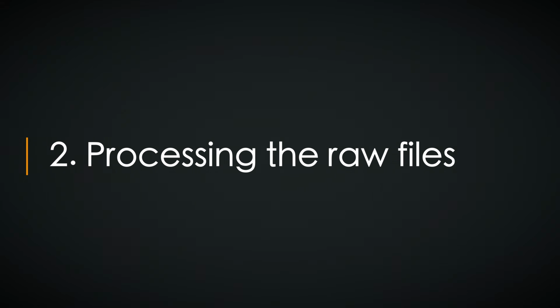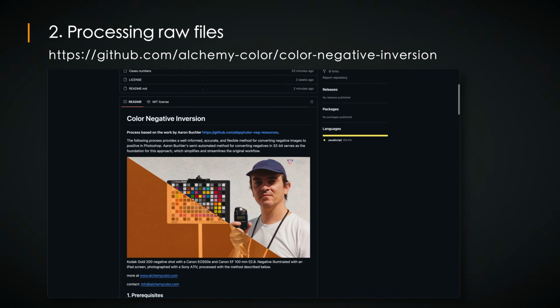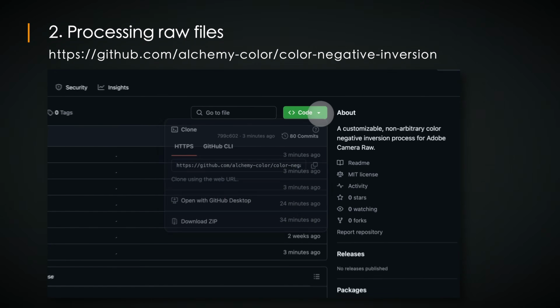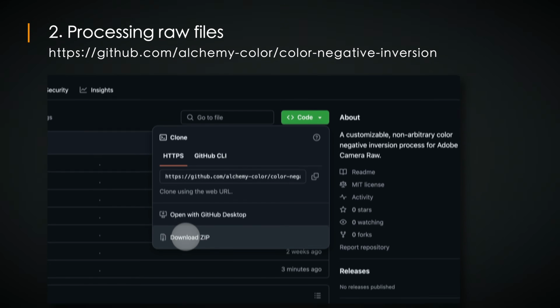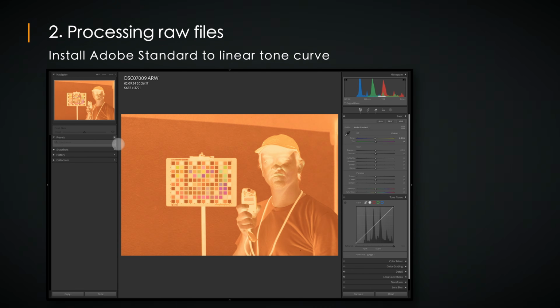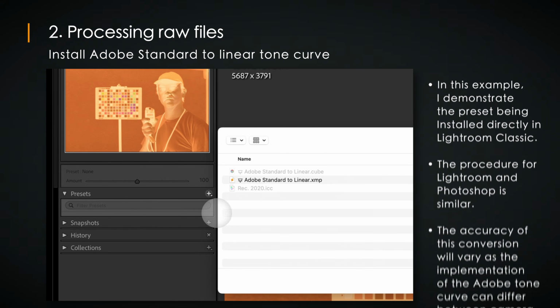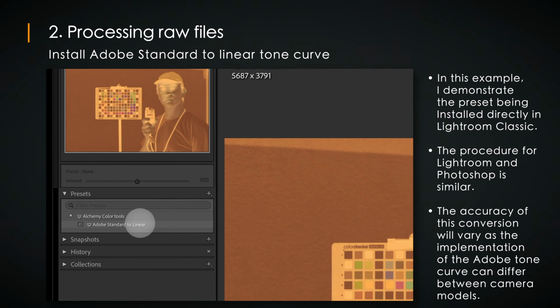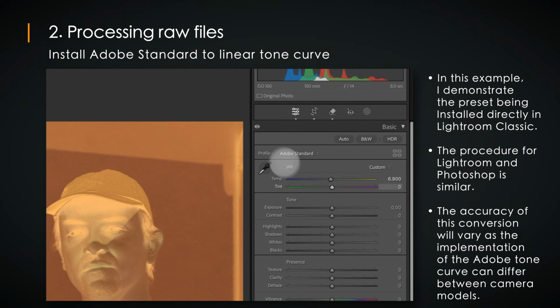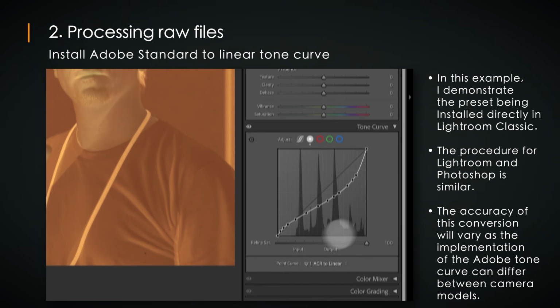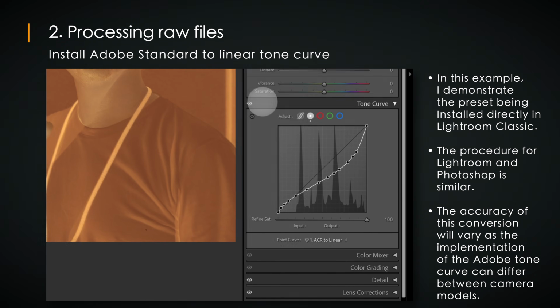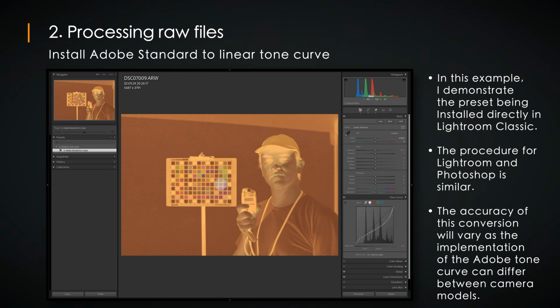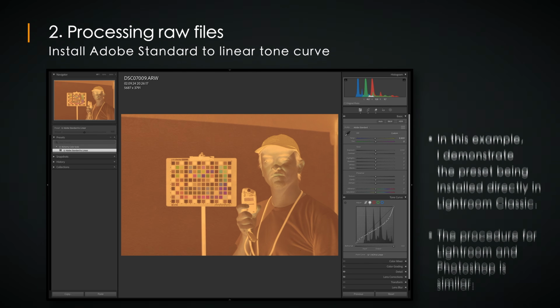Part 2. Processing the raw files. Go to my project page on GitHub and download all the materials in a single zip file. Start by installing this preset. For the sake of compatibility, we will be using Adobe Standard as our DNG camera profile and a custom curve that reverses its embedded tone curve. Having a linear tone curve from the onset is essential for the subsequent conversion of negative to positive.